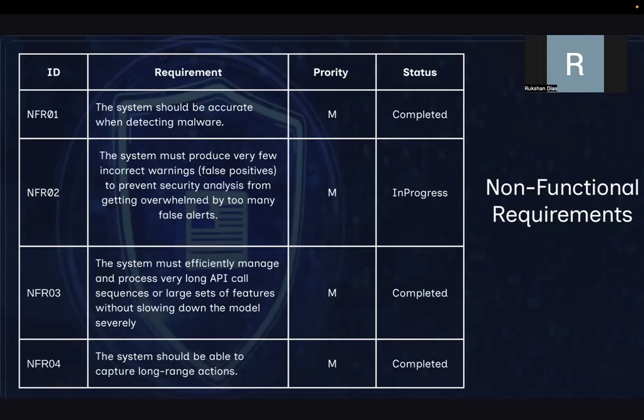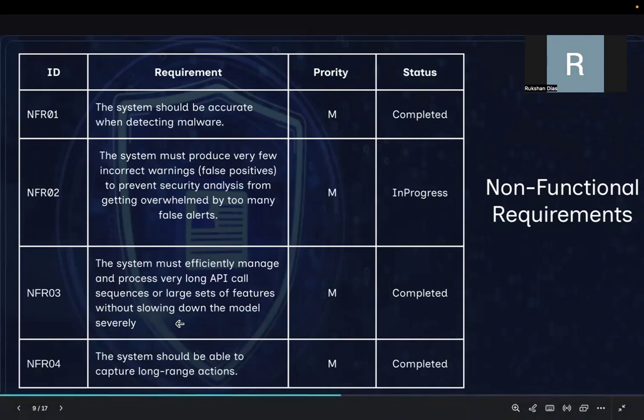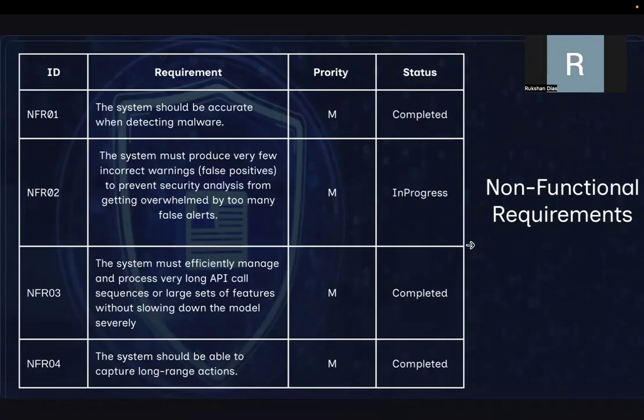The system must efficiently manage and process very long API calls. Like I said before, the Mal API 2019 dataset consists of lengthy logs, lengthy sequences. Since I gained 71% accuracy for that dataset, it was able to successfully capture long range API calls, and the system should be able to capture long range actions. My main focus is to capture long range actions and look for the connection between the logs. This can prevent malware up to a certain level.